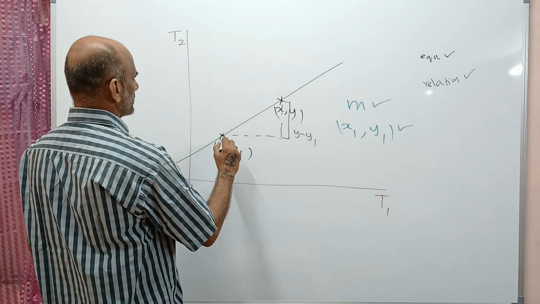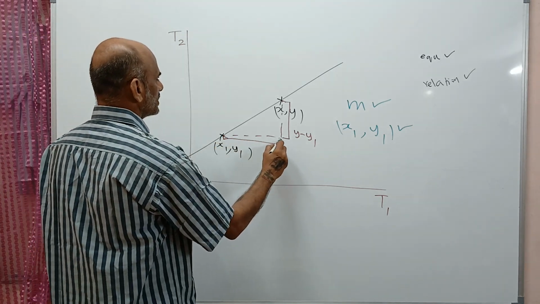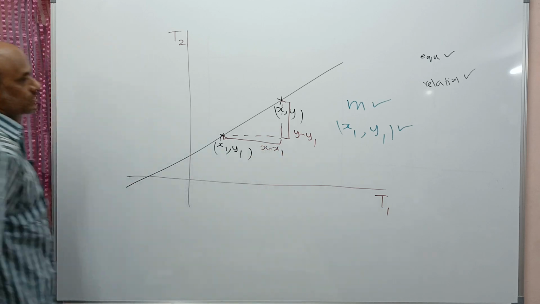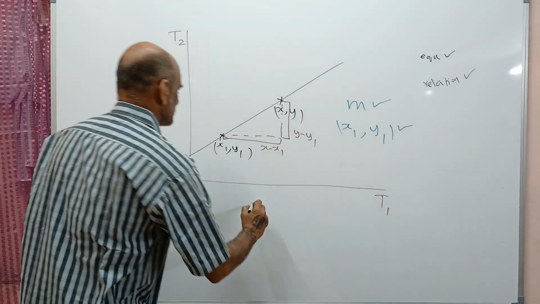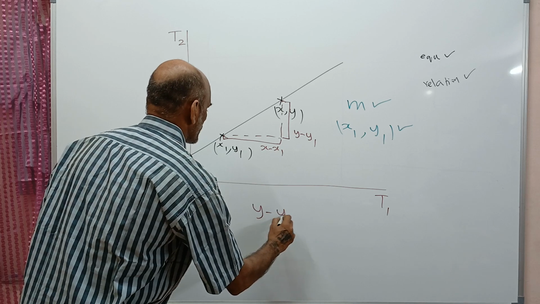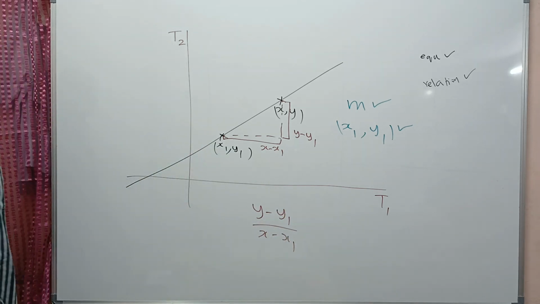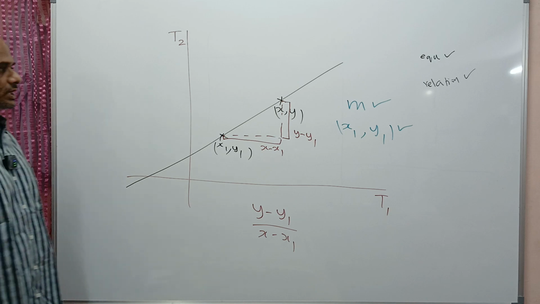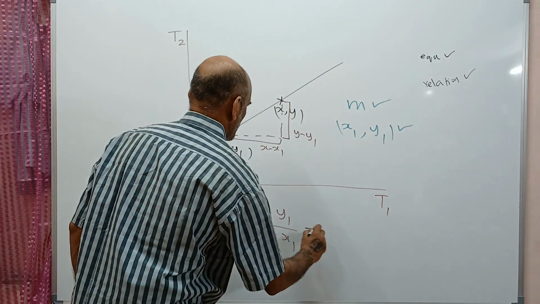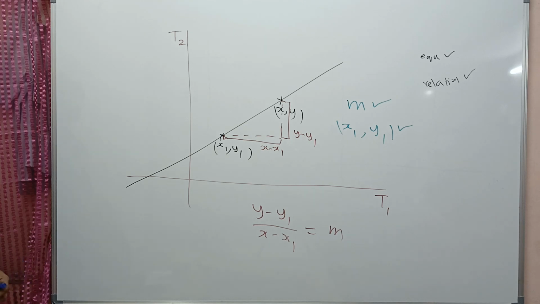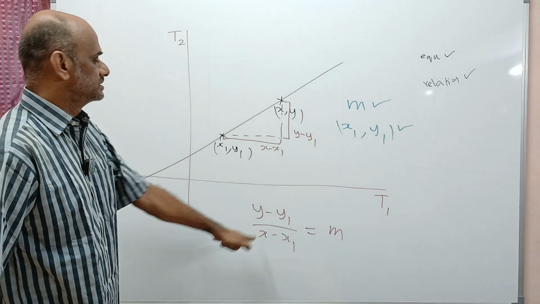Similarly, delta x from here to here is x minus x1. So the slope of this line is y minus y1 divided by x minus x1, because slope is given as delta y by delta x between any 2 points. That's equal to the slope given, m. So given slope at a point on the line, this is the equation of the line.